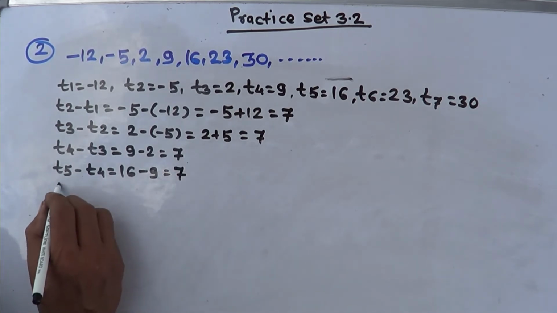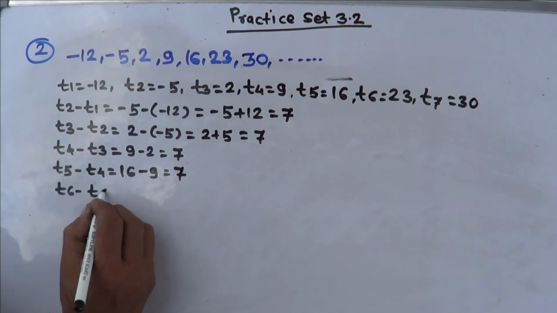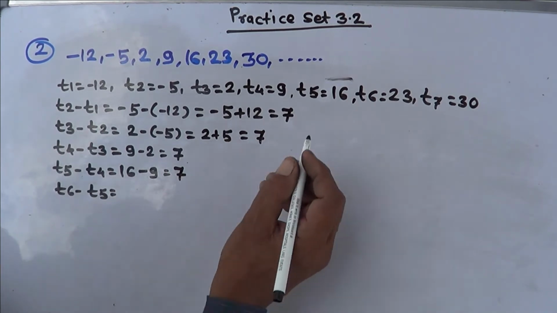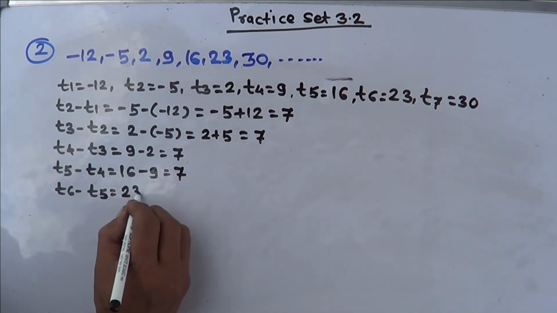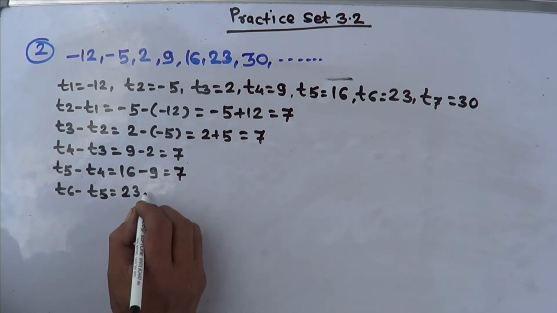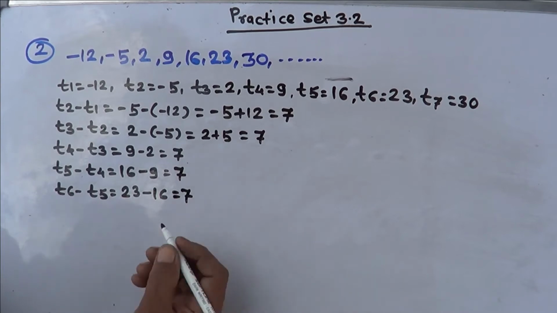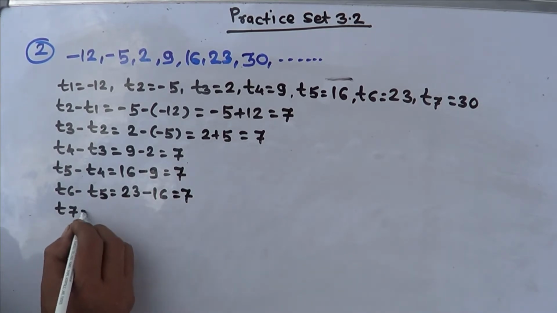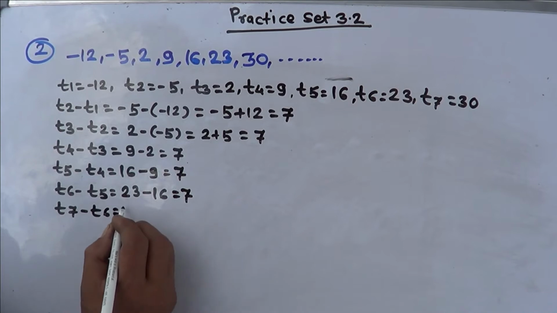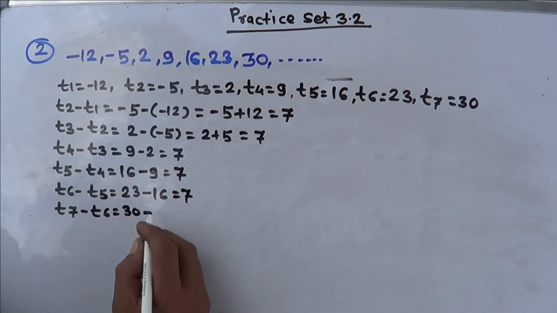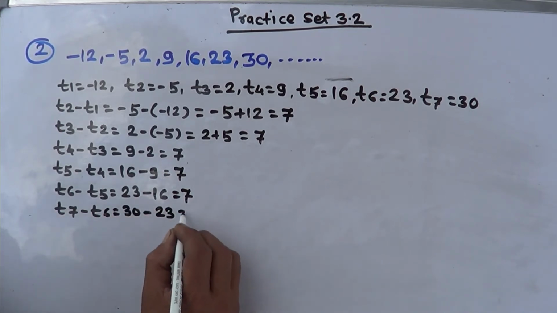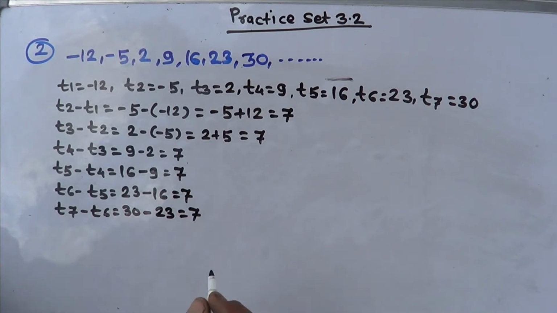Then T6 minus T5, 23 minus 16, which is again equal to 7, and T7 minus T6, that is 30 minus 23, which is equal to again 7. So the difference between two consecutive terms is constant and the given sequence is an AP.